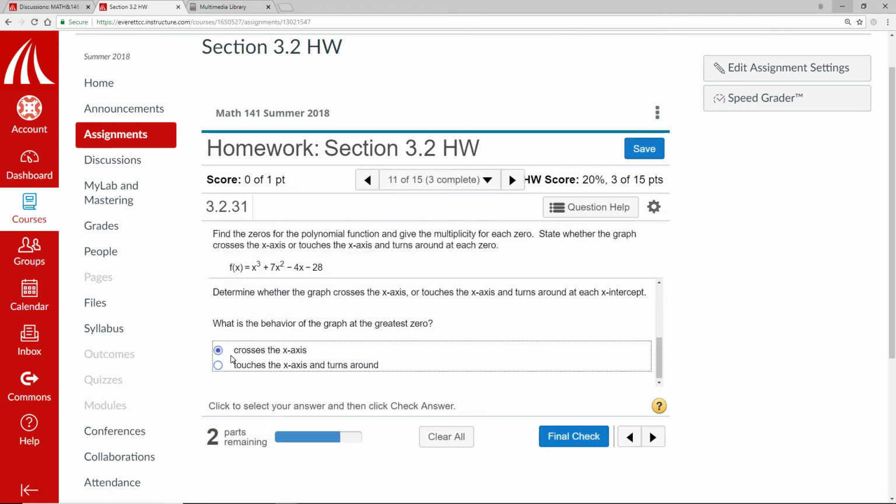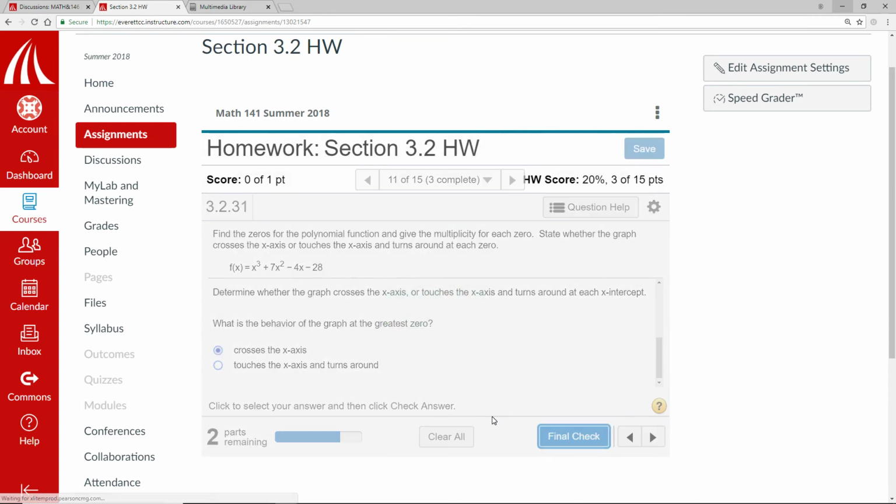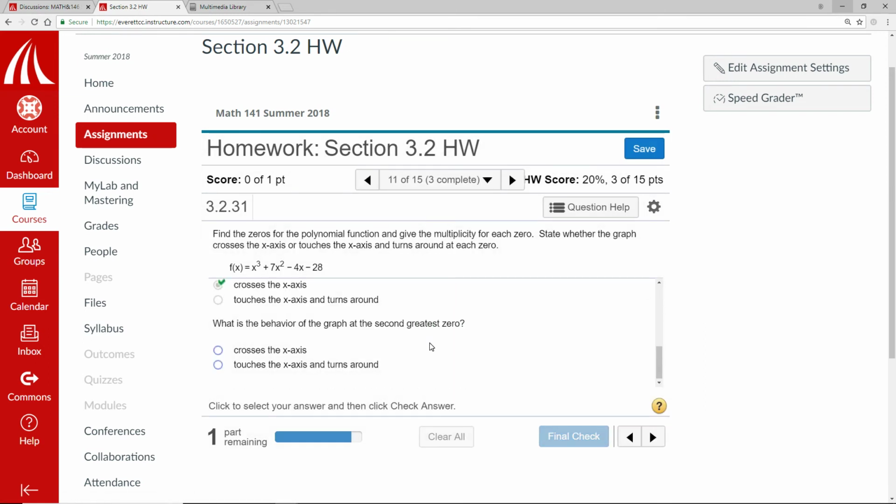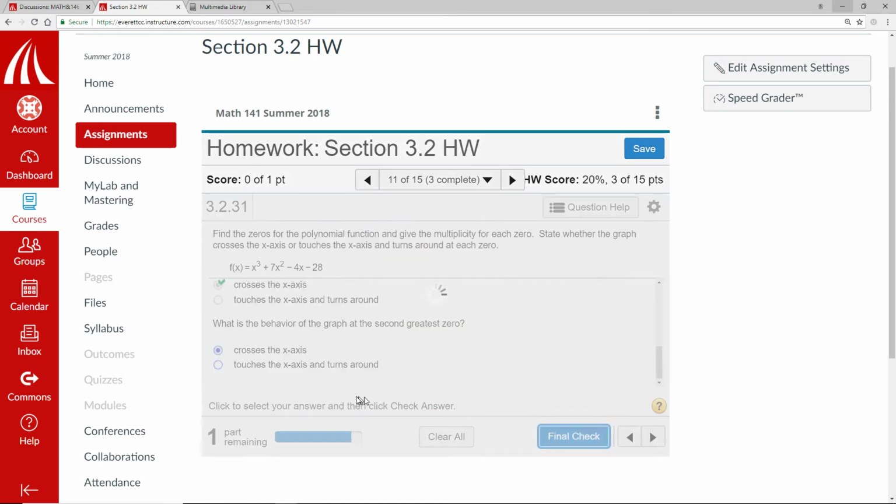Crosses the x-axis. They would simply cross because they're zeros with no multiplicity. Now, if it had a different type of multiplicity, it would do some other things. But no, it just crosses there. And one thing you can do, it's going to cross at all of them.